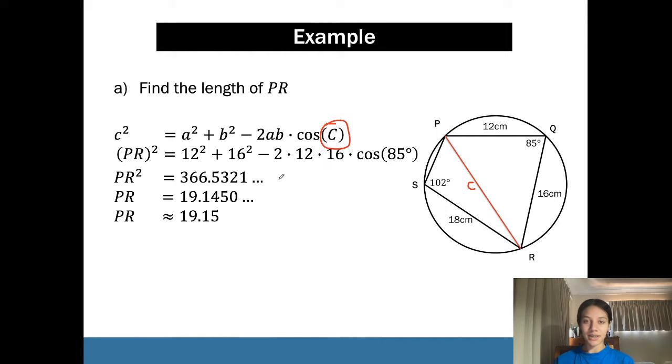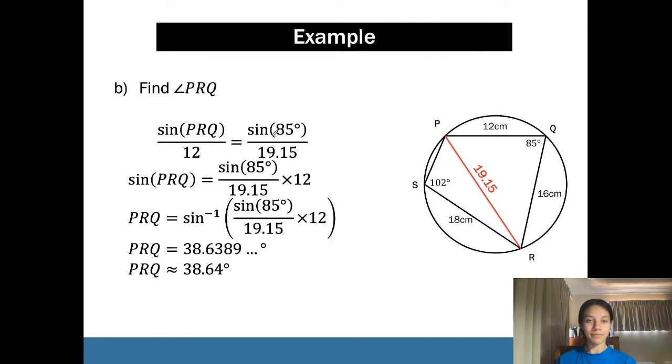So it seems like you guys didn't have any issues with substituting in. Therefore, we have the 12 as the a value and the 16 as the b value. Subbing that in, putting in the 85 degrees as the angle of c, and then solving through for the length being 19.15 centimeters, which seems to be what the majority of you got, which is awesome.